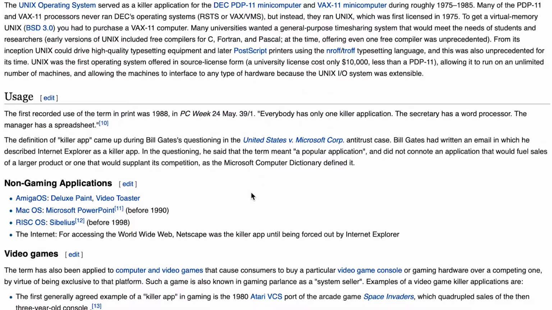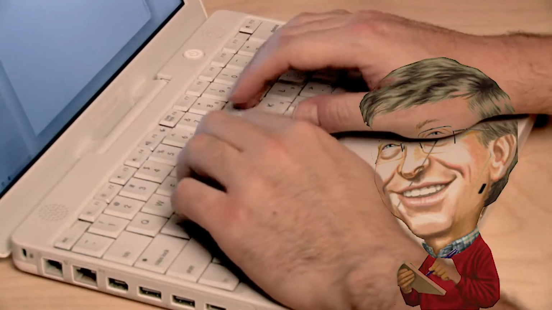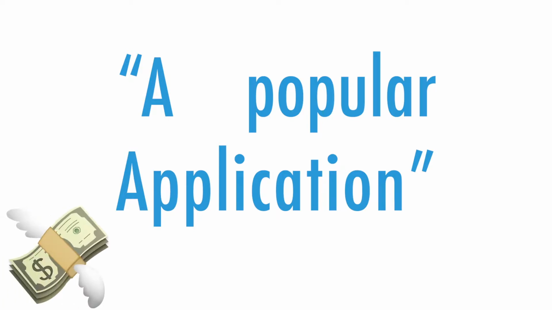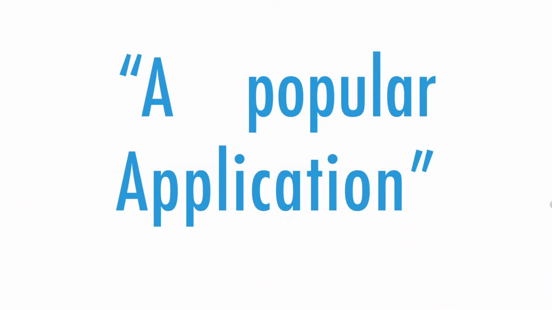The first recorded use of the term in print was in 1988 in PC Week, May 21st. "Everybody has only one killer application. The secretary has a word processor. The manager has a spreadsheet." Bill Gates had written an email in which he described Internet Explorer as a killer app. Under questioning, he said that the term meant a popular application and did not connote any application that would fuel sales of a larger product or one that would supplant its competition.